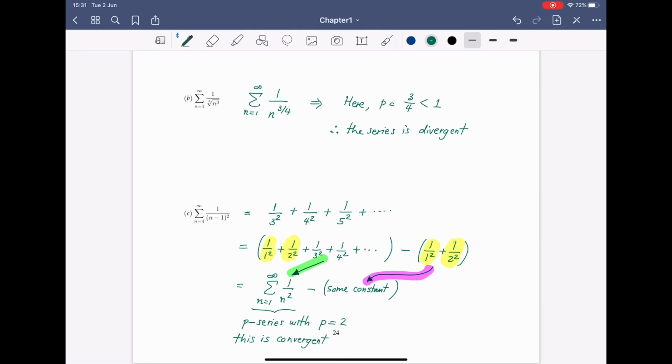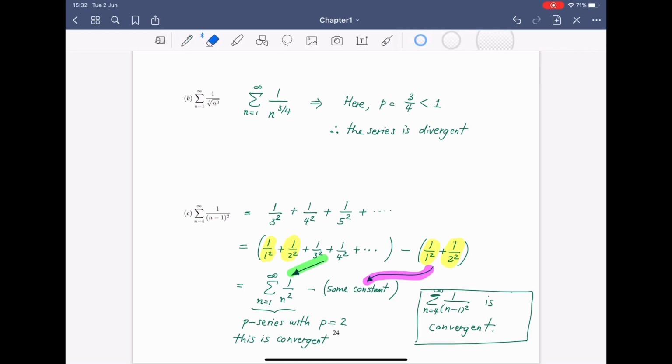So when you have a convergent series and then you subtract just some constant or some number, well, it does imply that the main series is still convergent. So to conclude, we're gonna say that the summation, n starting from 4 to infinity, of 1 over (n minus 1) square is convergent, right? Because the p-series is convergent and then you subtract a constant, it is still convergent.